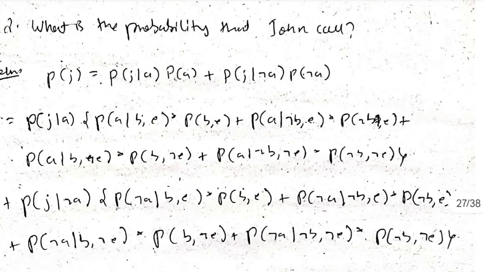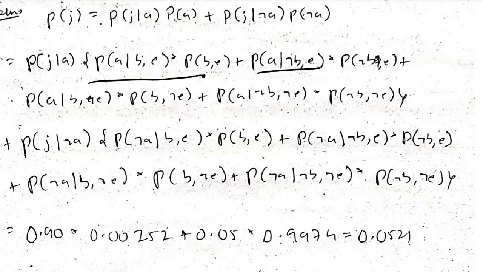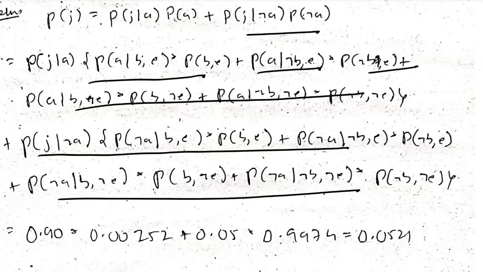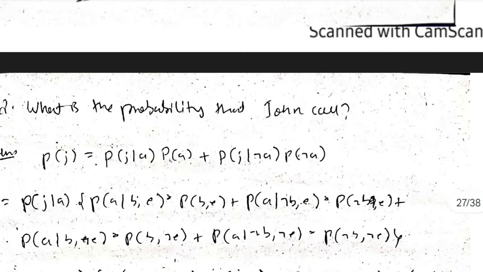So that's what I will be writing here. P of j given that a has occurred, P of j given that not a has occurred. In each of these 4 are there. Just now I mentioned what are those 4. So all those 4 possibilities I will be writing here for this one. Then for this one also I will be writing 4 possibilities. Totally 8 possibilities. Substitute the value and get the final answer. That is the probability that John will call.